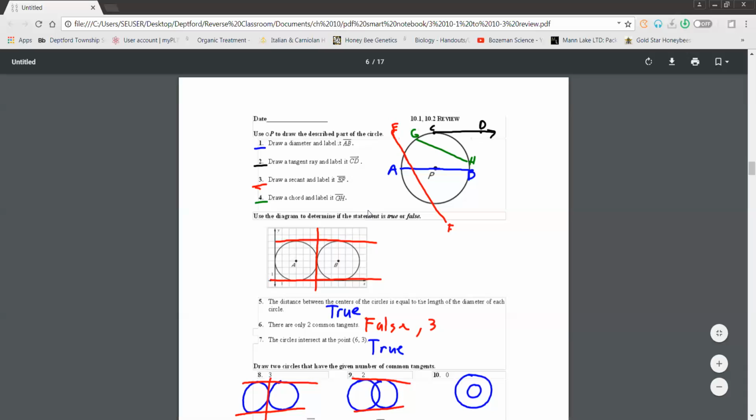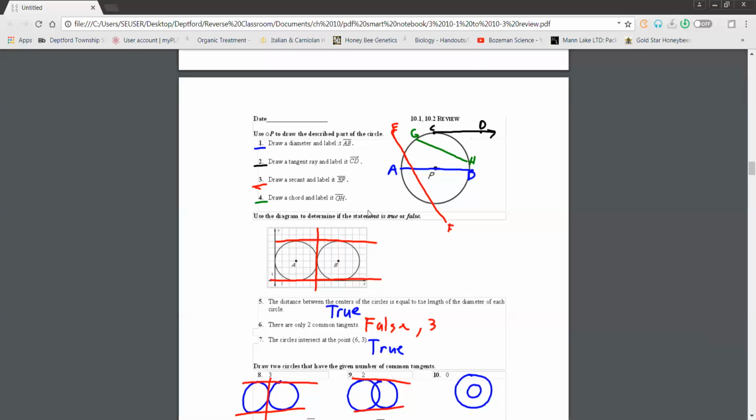So that's probably the main things on the quiz. I'll talk some more stuff as I go through this.